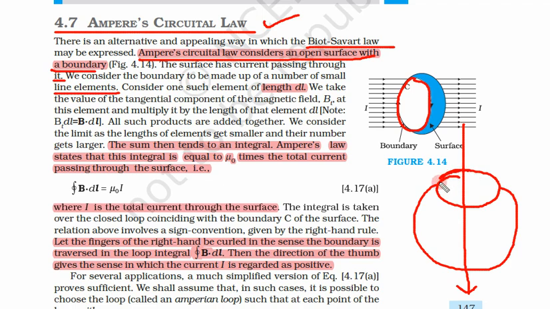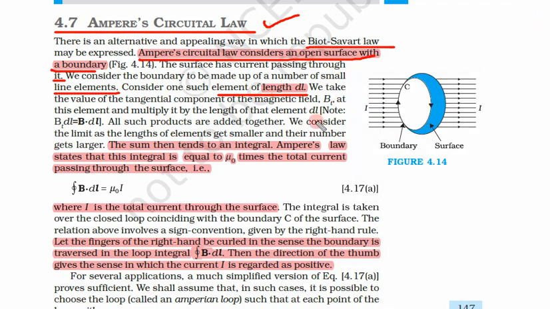Now this boundary, as in Biot-Savart's law, we can consider to be made up of very small elements, and each element has length dl. So this boundary is made of many small elements of dl length. This is a kind of pouch which has an open surface, and the open surface has a boundary, and a very small part of this boundary is dl.